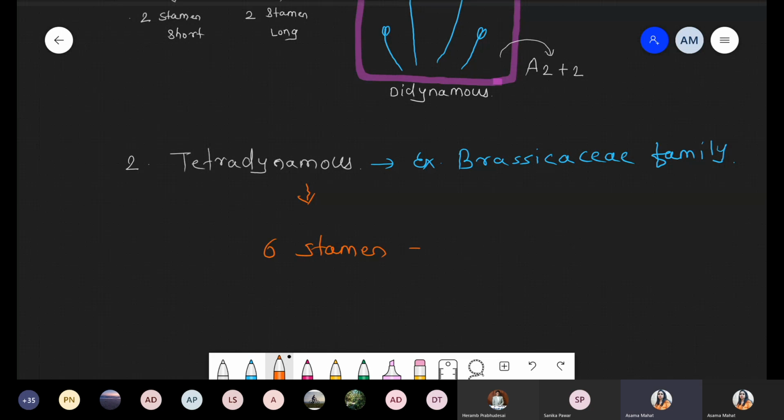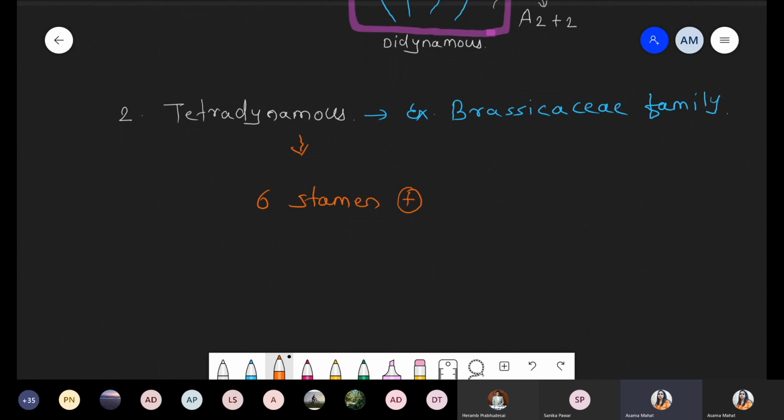The name is tetra, remember this, but how many are present? Total 6 stamens are present. Earlier we discussed dynamous, where di means 2, but now it is total 4. So remember this condition. Total 6 stamens are present, but out of those 6, 2 stamens are short and 4 stamens are long. So we are talking about 2 short stamens and another 4 long stamens.